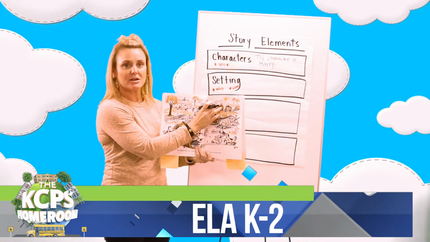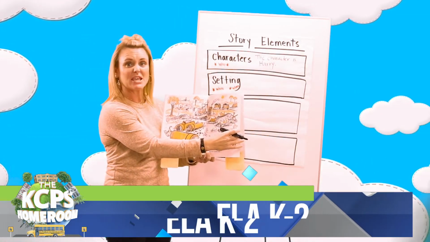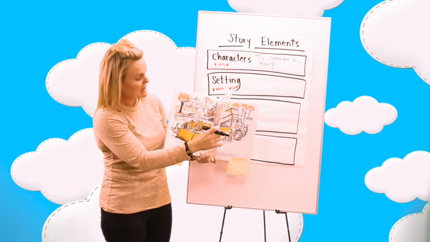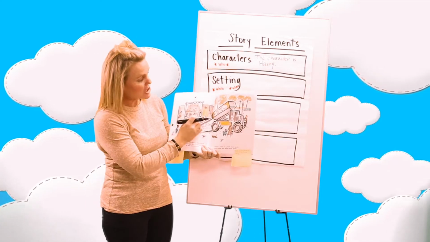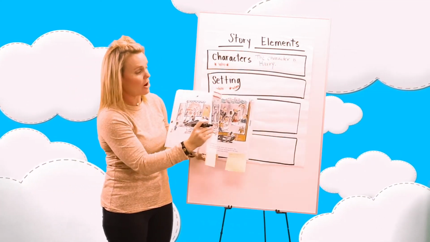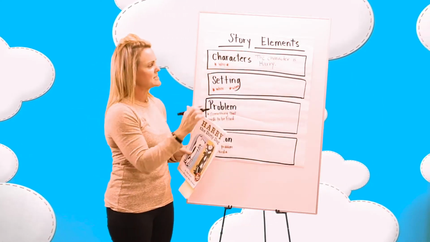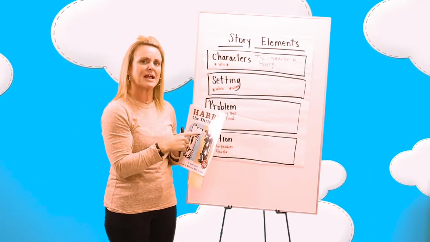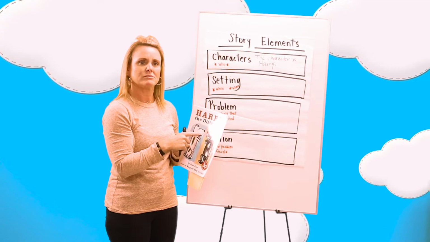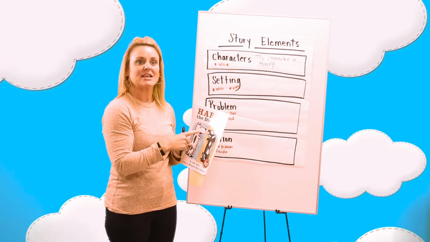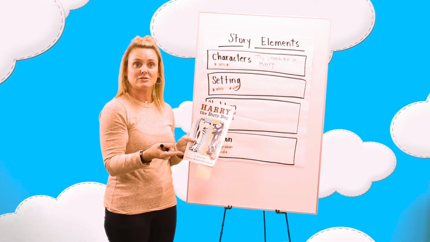I see the sun, and I see that it's light out, so I'm thinking it's during the day. I see a little bit of builders back here. I see shops. I see cars. So I think it happens in the city. So if I were going to say the setting of Harry the Dirty Dog, what might I say? Good ideas. So the setting is in the city during the day.